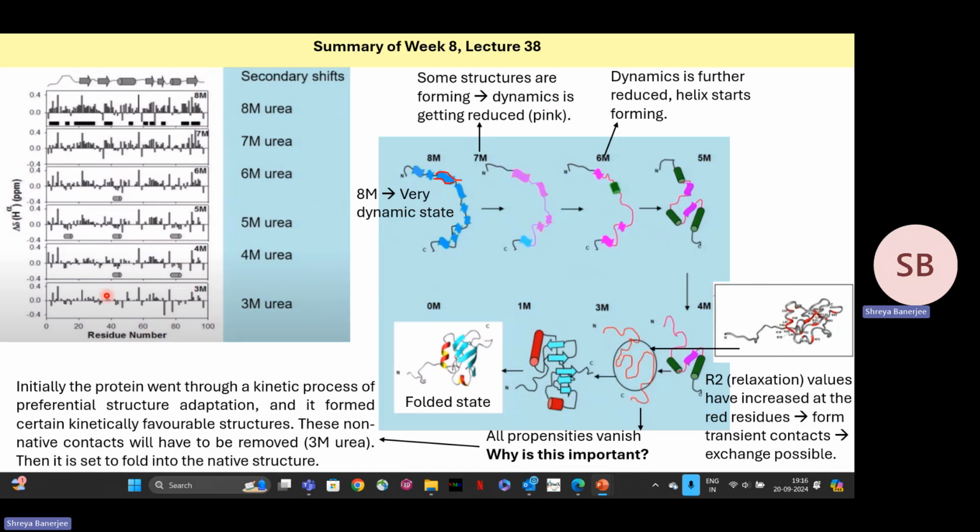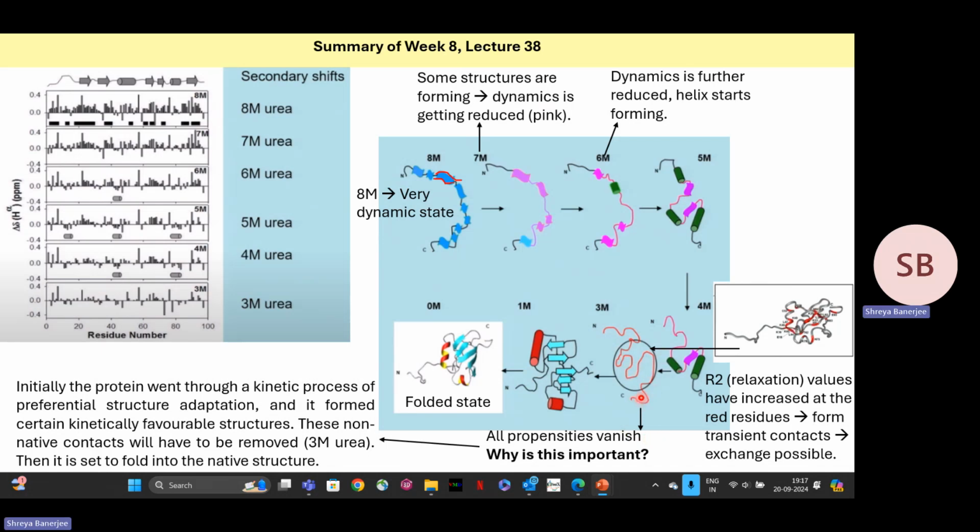Now, when you go to 3 molar urea, most of the delta S are very close to 0. That means they don't have any particular propensity to adopt either alpha helix or beta sheet. They just want to stay in random coil orientation. That is what is shown here in 3 molar urea, where all the propensities are vanishing. So when there was a beta sheet propensity, this kind of structure was shown. When there was an alpha helix propensity, this tube-like structure is shown. When there is no propensity at all, it is shown like this, which is a random coil.